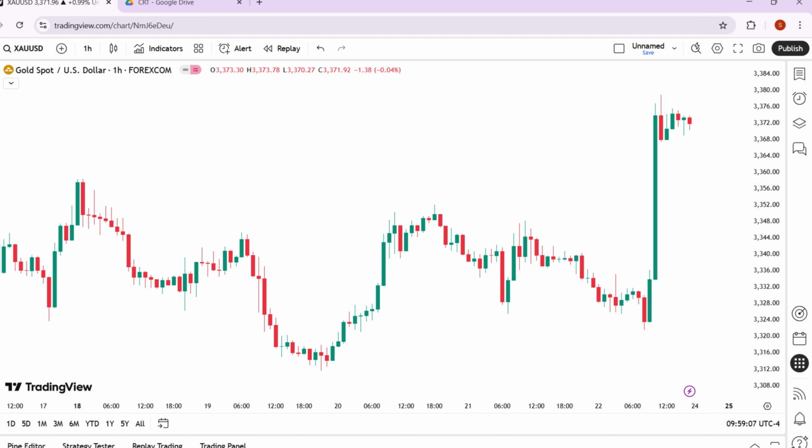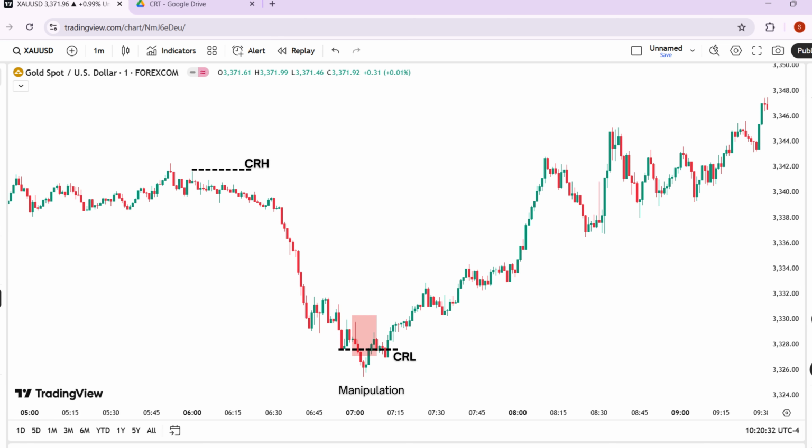Let's apply this to an example. In this gold setup, the 1-hour time frame is where the foundation of the move begins. Around 6 a.m., we saw a clean range formation. Dropping down to the 1-minute chart, the market provided the manipulation leg around 7 a.m. Price spiked below the range, grabbing liquidity from traders who had placed stops under the consolidation. This is a textbook liquidity hunt. The market engineered a false move to the downside, enticing breakout sellers, before quickly snapping back inside the range. Once price reclaimed the range, momentum shifted.